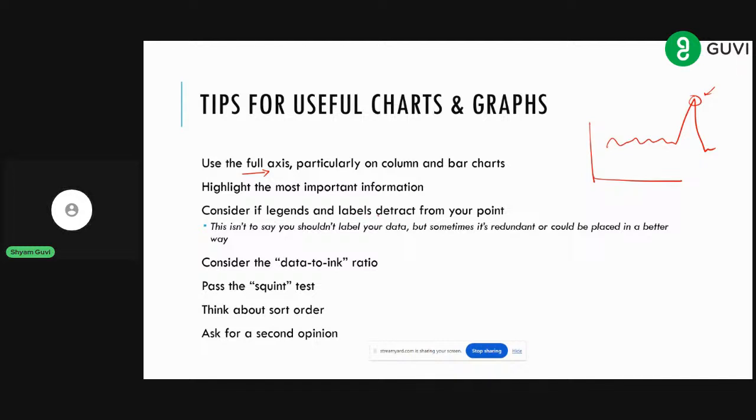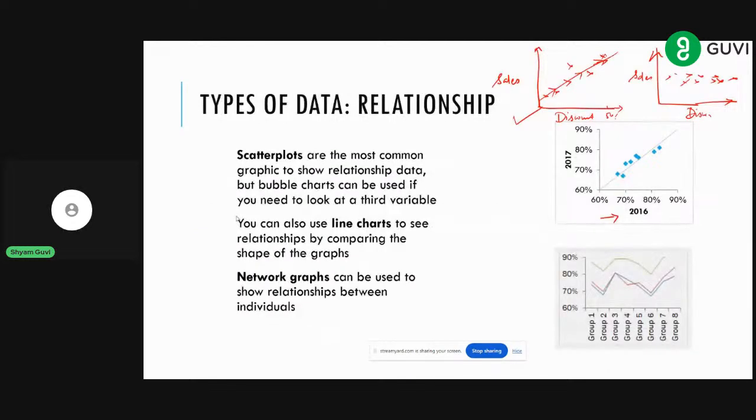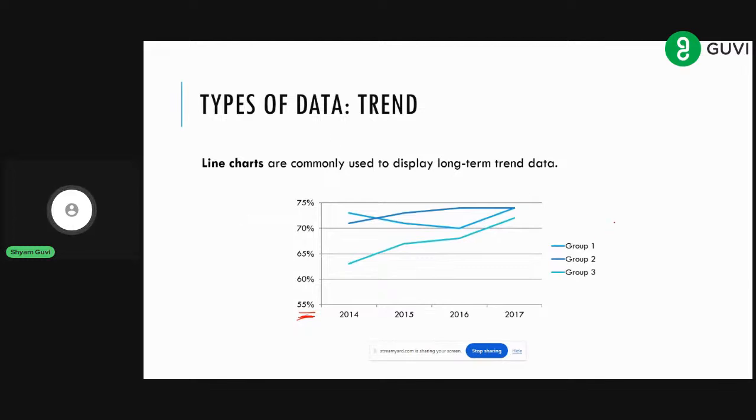Consider if legends and labels detract from your point. Legends and labels should be in place. They should not be overlapping, and there should not be too many labels as well. So guys, I hope you understand the difference between legends and labels. Let me show you. This is called a legend, when you describe that this blue line is group one and the other lighter one is group two. Labeling is when you label the point value as well, like 73%, 72%. So these points are called labels.